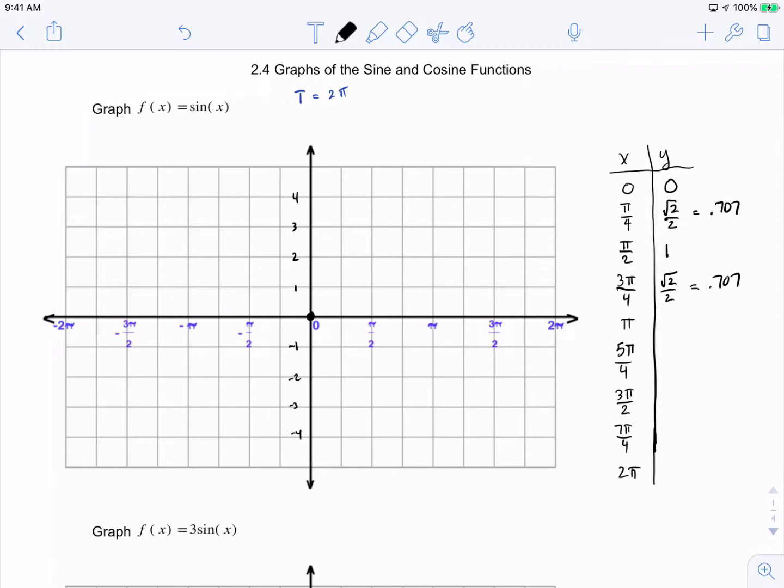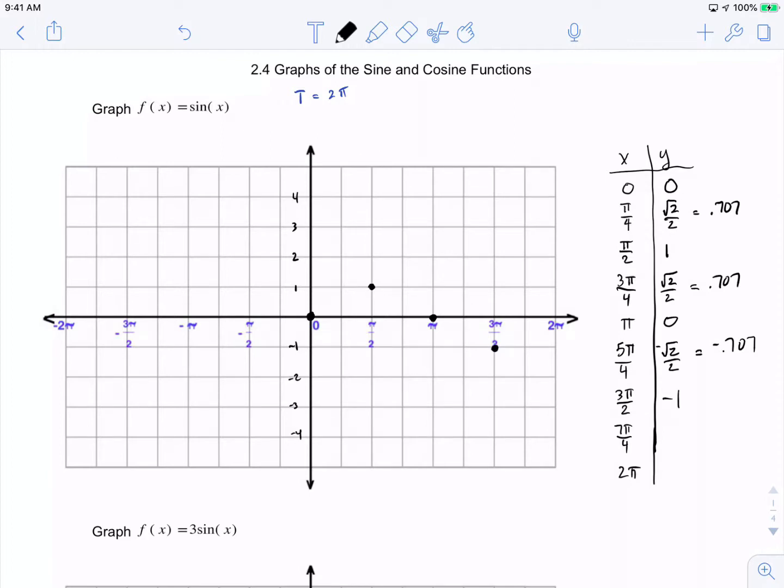Sine of 3 pi over 4 is radical 2 over 2, and that again is the same value of 0.707. Sine of pi is 0, so I should plot some of these points just to help you see it. So then we see that at pi over 2 it's 1, and then at pi again it's 0. At 5 pi over 4 it's radical 2 over 2. Now this is going to be a negative value, so it's a negative 0.707. At 3 pi over 2 it's going to be a negative 1. So we can put that value there.